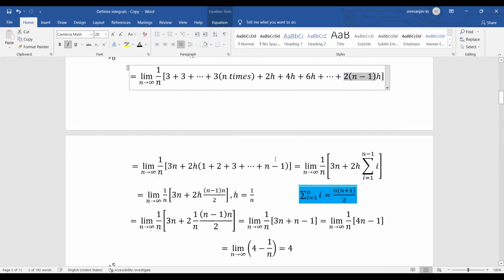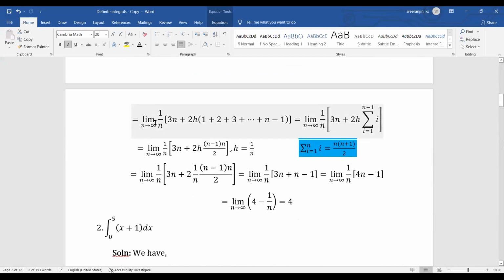Similarly, what will happen to the last term? n-1. So it is limit n tends to infinity, 1 by n, 3n plus 2h into 1 plus 2 plus 3 plus etc. plus n-1. Now we are starting with 1, 2, 3, etc. and ending in n-1. And we are taking the sum of all these integers, right? Yes, ma'am. That means here we are taking the sum of first n-1 natural numbers. Is it clear? Clear.